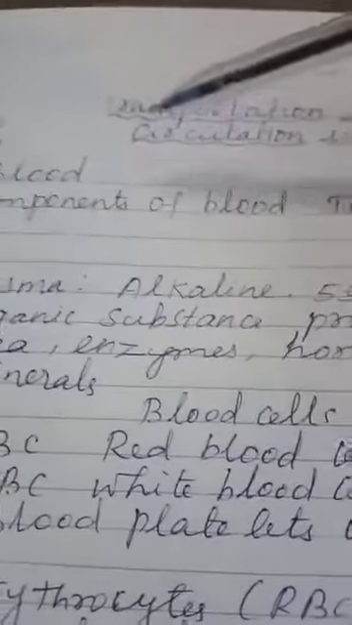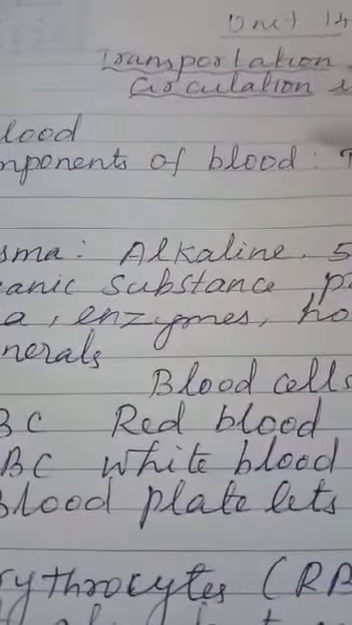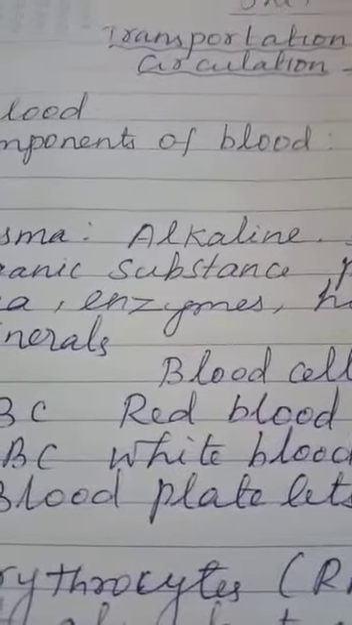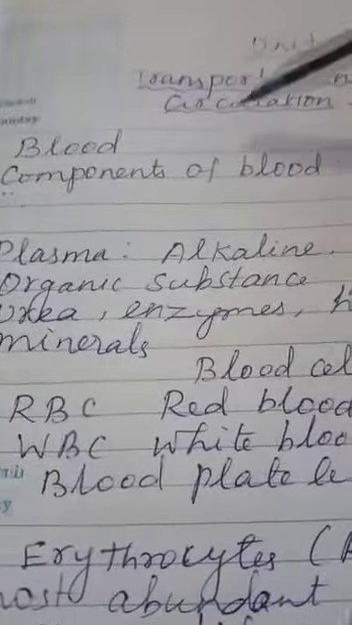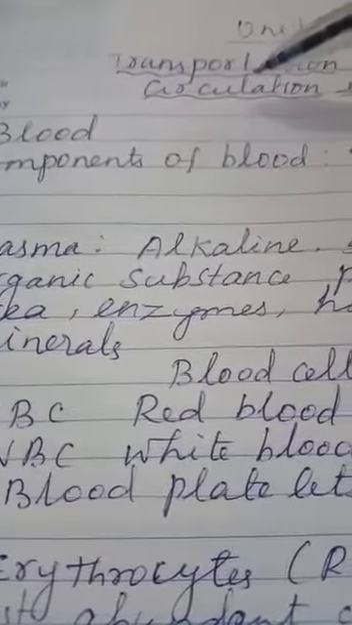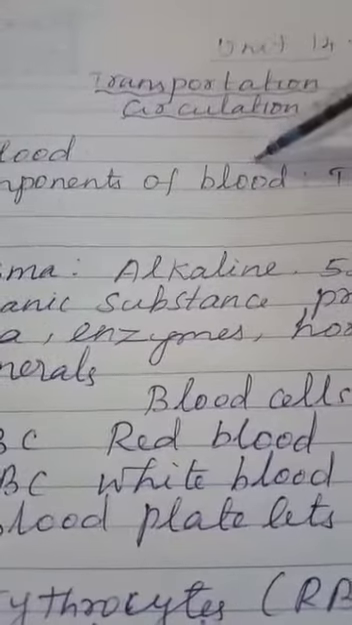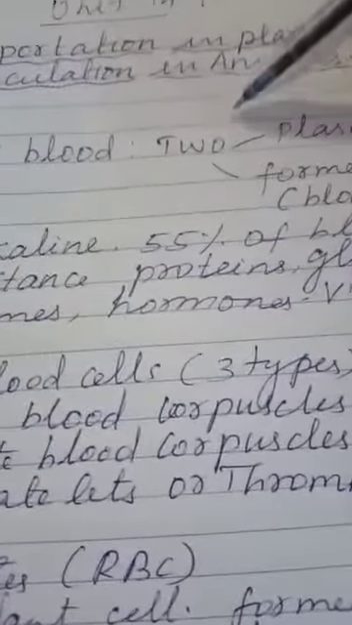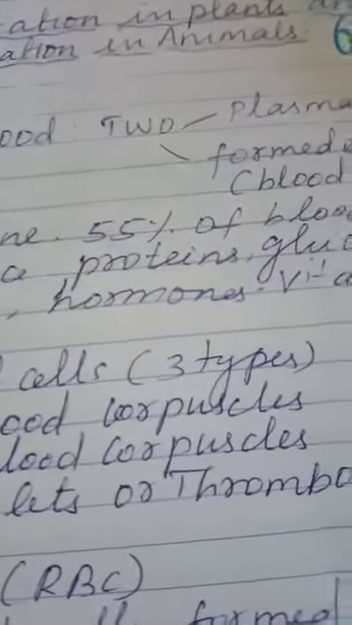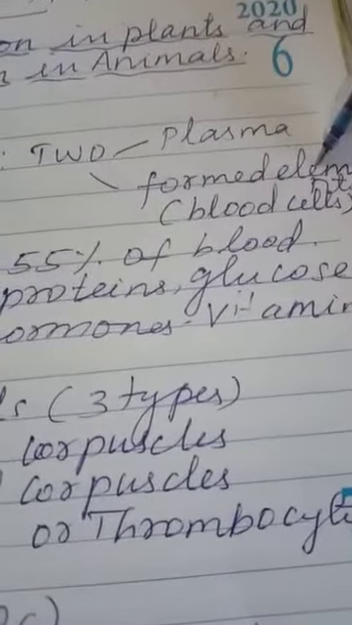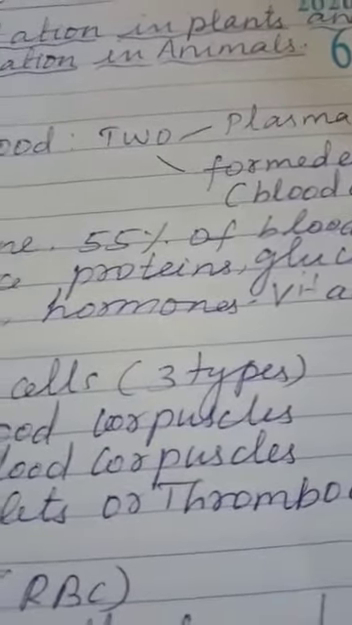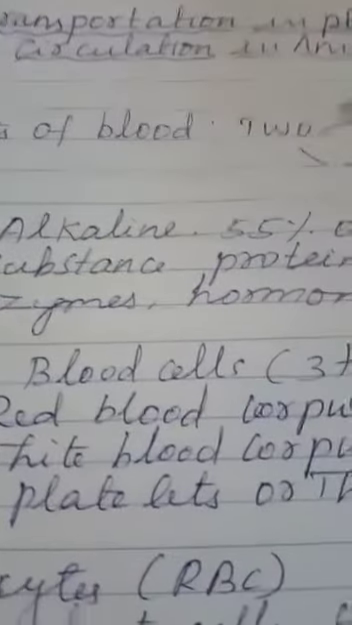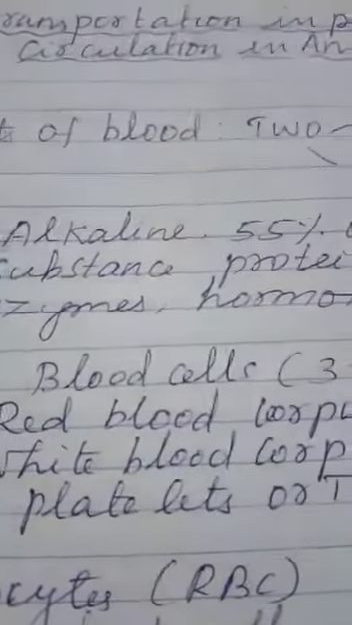First, how does blood circulate in our body? It is the main component in our body. Blood is red in color, as you all know very well. So what are the components of blood? The blood consists of two components, that is plasma and formed elements, also known as blood cells.